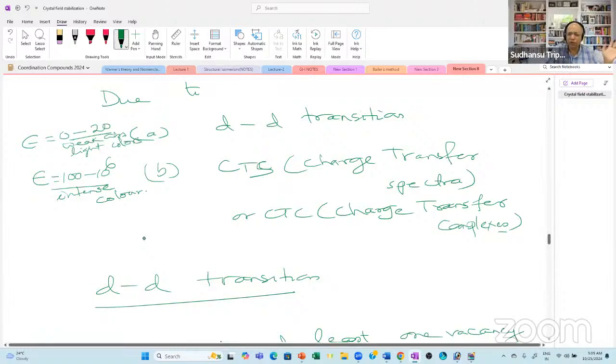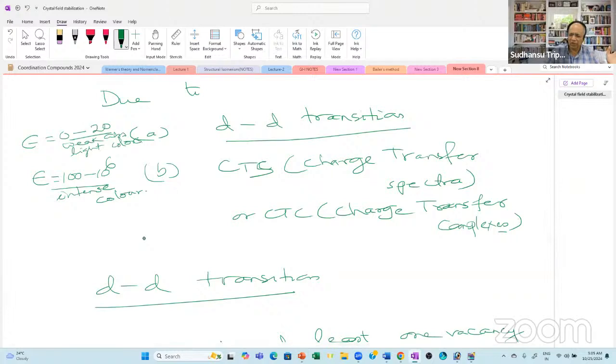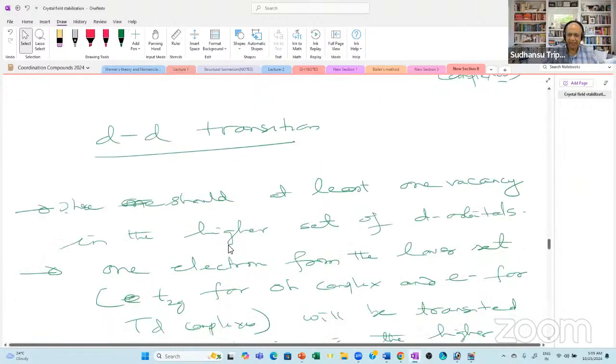And for your examination purpose, DD transition is important for your board. But in competitive tests, CTS comes in a very big way, because most of the colors are not due to DD transition, but due to CTS. So we have to know everything in detail.